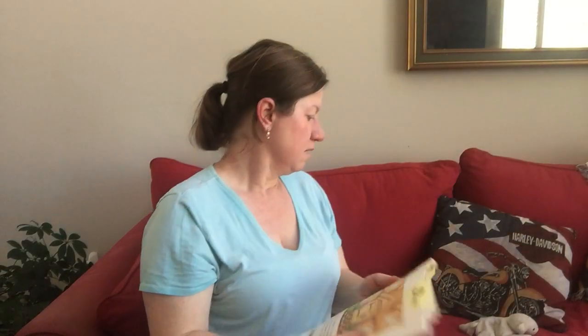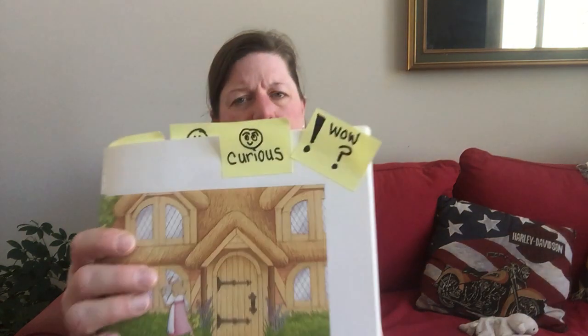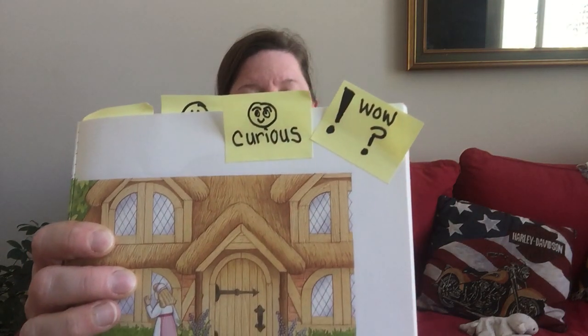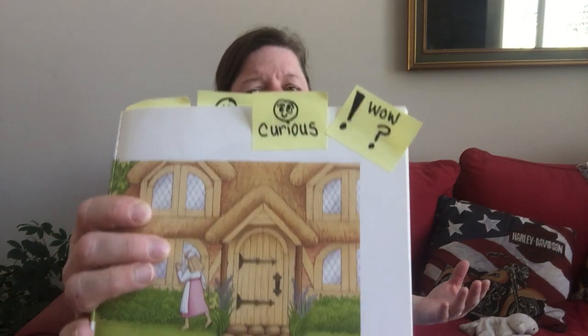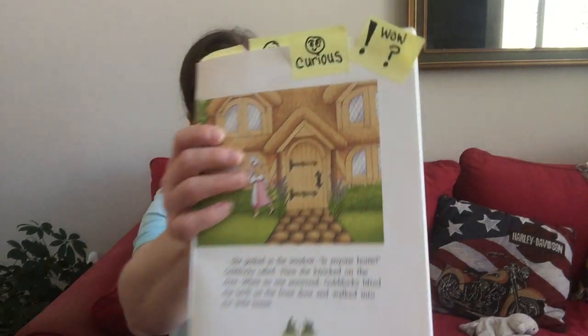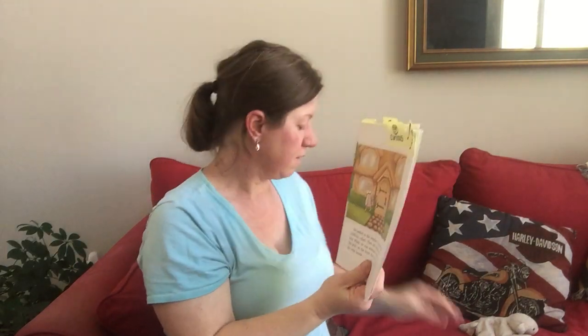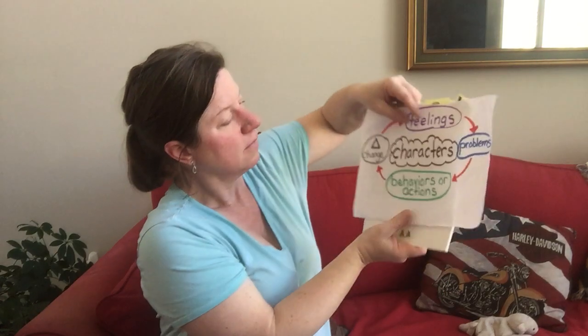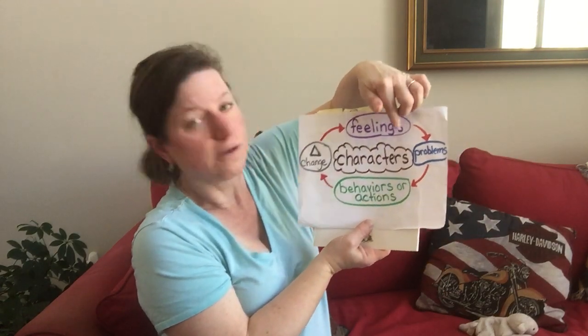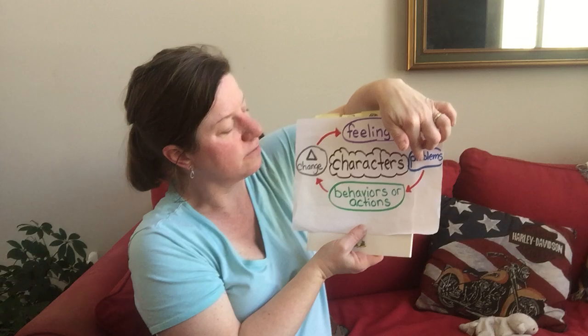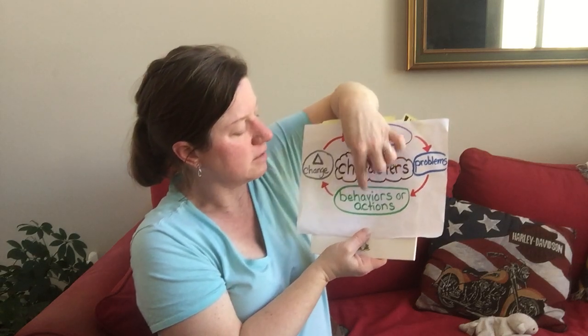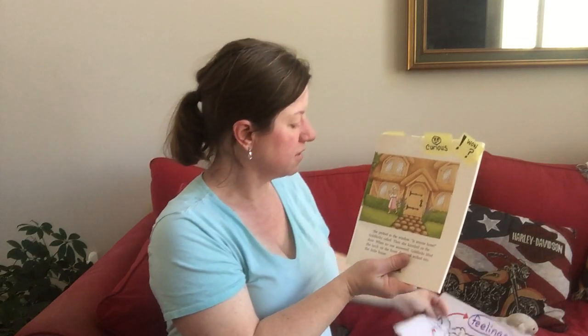And then, dun, dun, dun, we have a problem. I put a little wow and a question mark. I wonder why she's unlatching the door and going into the house. Looks like a problem. Now, if you remember, I said that characters can have feelings, and sometimes the feelings will change if there's a problem or if somebody does something in the story. So let's keep reading and find out how this story goes and what happens with these characters.